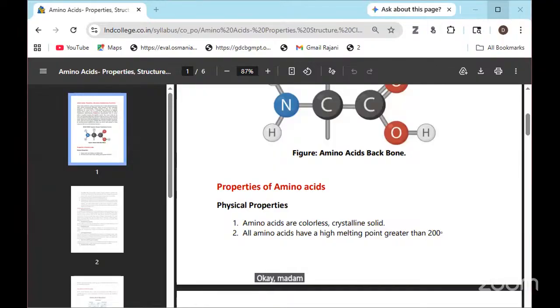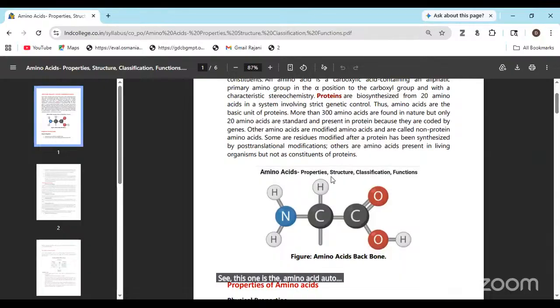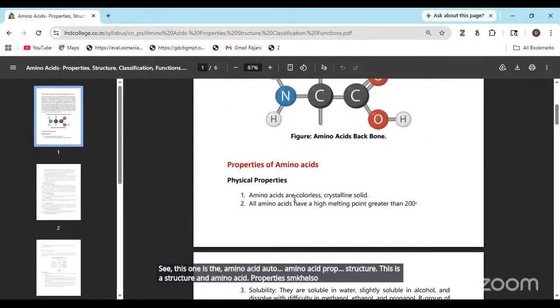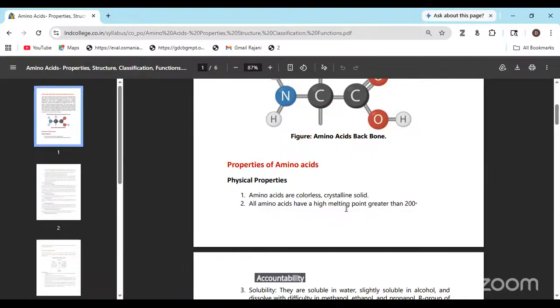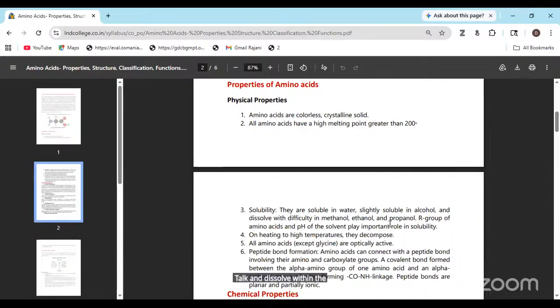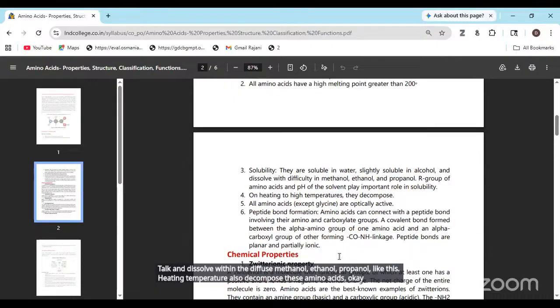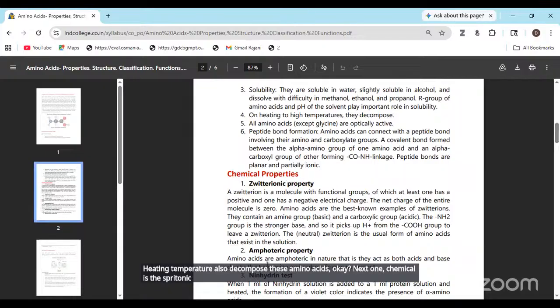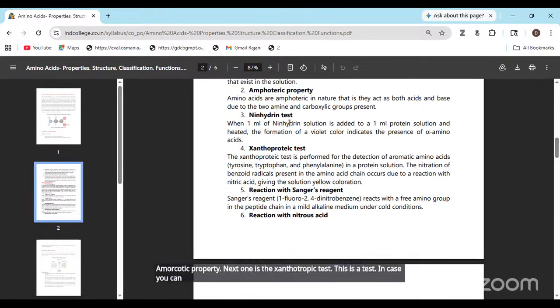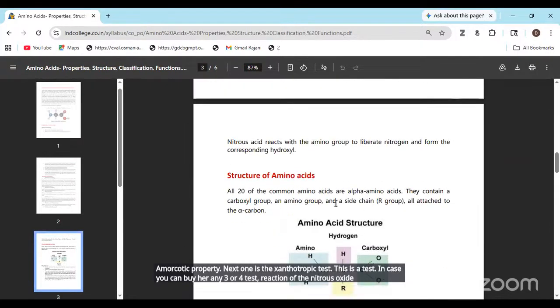See, this one is the amino acid, the proper structure of an amino acid. This is the structure of an amino acid. You know the properties. Physical properties: colorless, crystalline solid. The melting point of amino acids is around 200 degrees. They are water soluble, and also soluble in alcohols like methanol, ethanol, propanol. On heating to high temperature, these amino acids also decompose. Next, the chemical properties: amphoteric property. Next one is the xanthoproteic test. This is the test; you can write any 3 or 4 test reactions, such as ninhydrin. This is the structure of amino acid.